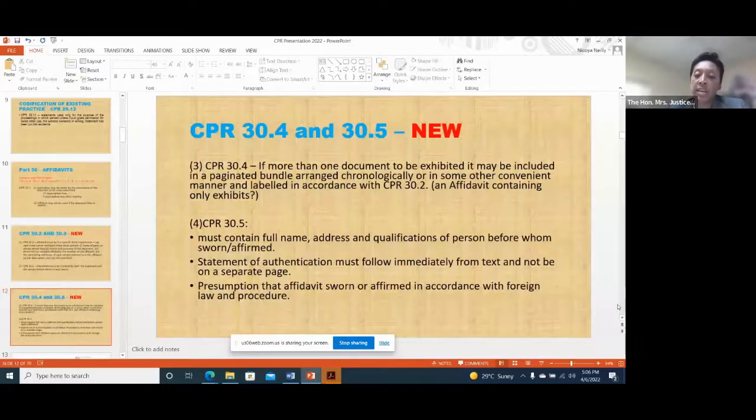And there's a presumption that an affidavit is sworn or affirmed in accordance with the foreign law and procedure. And I believe your handout refers to the fact that now there is a reference to the affidavit being apostilled if it's a foreign affidavit.